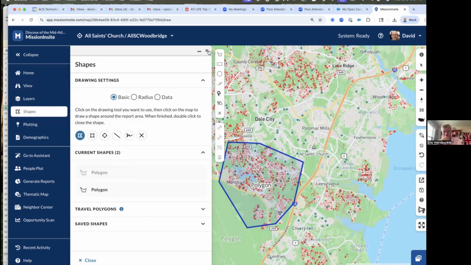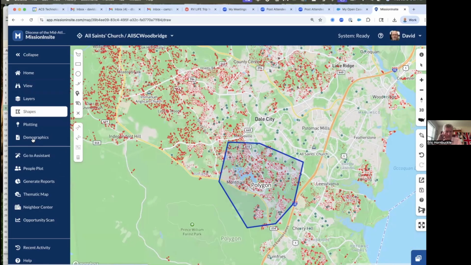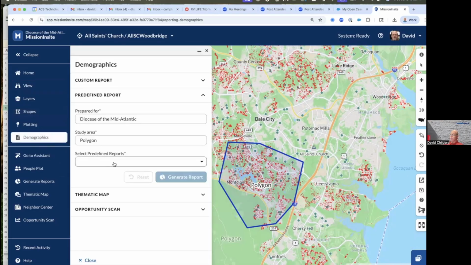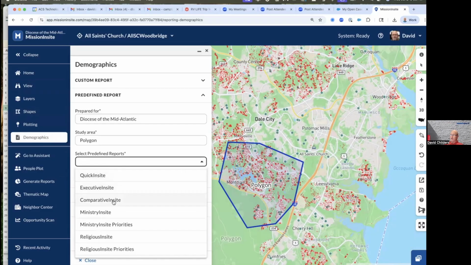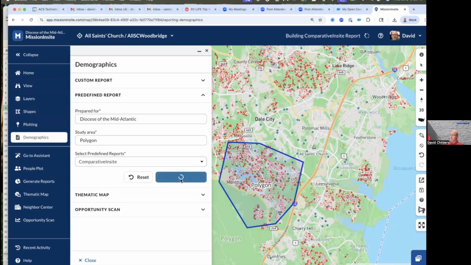Mm-hmm. So now when I go do a demographics report, I want to introduce you today to a comparative insight report. And I'm going to generate that report. And I want to clarify before I even show it to you three things. Number one, this is not saying this is who Heidi is and this is who Eric is, but it's looking in this shape that this is more than likely who makes up our church family and comparatively who lives in this study area. All right.